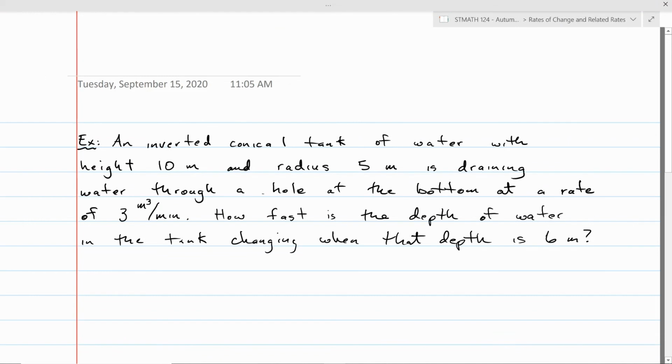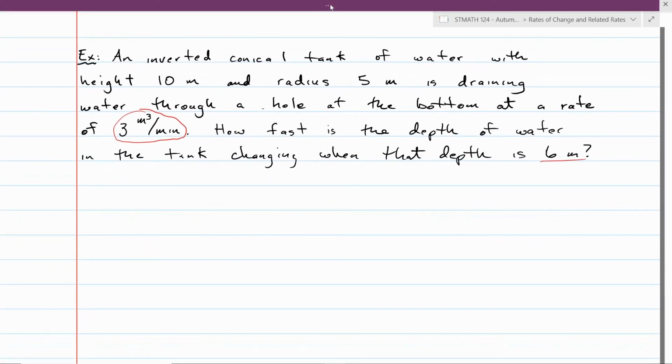Okay, here's one last example. In this example, we got this cone-shaped tank, and it's inverted, so that means that the point of the cone's going downward. And it's got water in it. The tank has a height of 10 meters and a radius of 5 meters, and the water's draining out in the hole in the bottom. And we got a specific rate at which the water is draining out. It's draining out at 3 cubic meters per minute. So the question is, how fast is the depth of the water changing at that moment when the depth is 6 meters? So let's try to get a picture of this going.